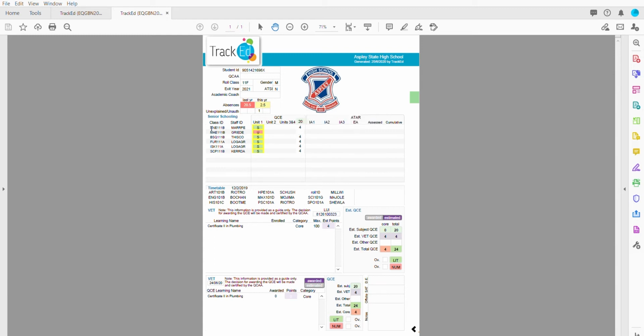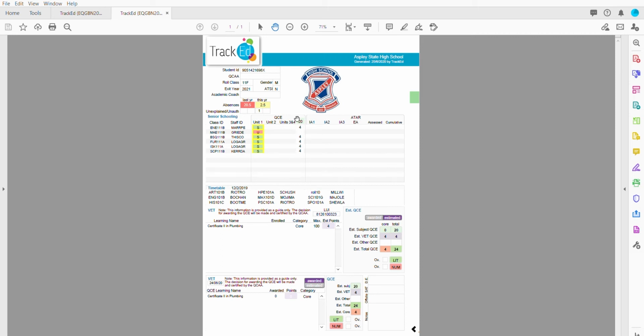You will notice for Maths Essential, however, that the student has been identified as not tracking for a satisfactory result. Therefore, there are no estimated QCE points sitting in the spot for Essential Mathematics. Therefore, if that trend continues and a student does not pass Maths Essential in Unit 1 or Unit 2 or 3 and 4, then they will receive no QCE points.